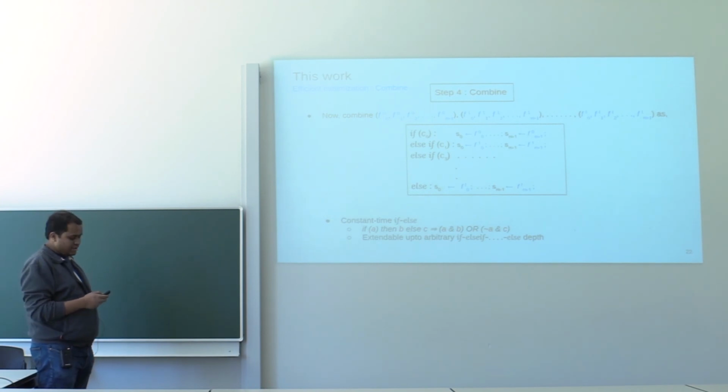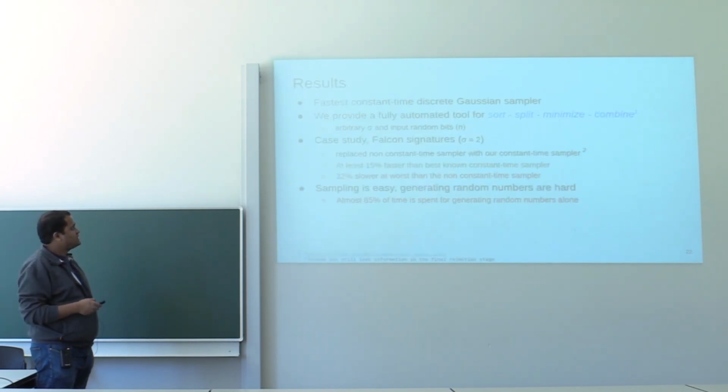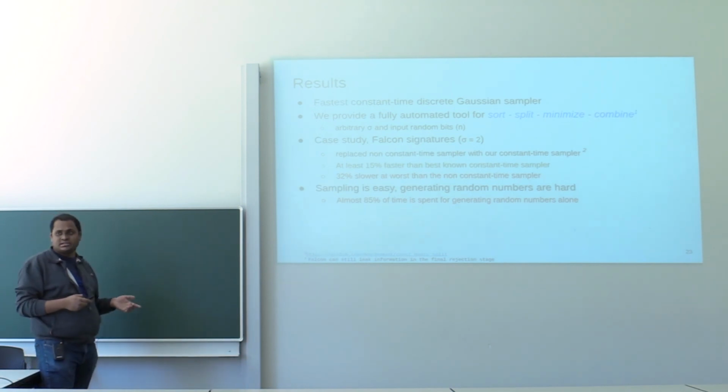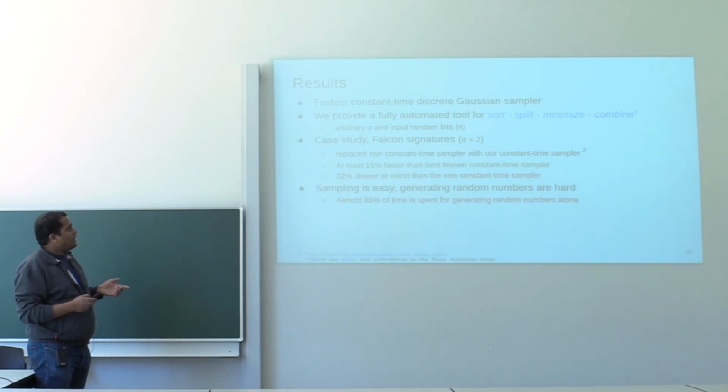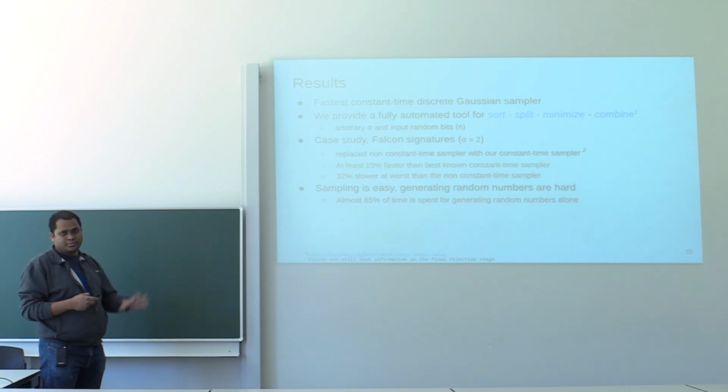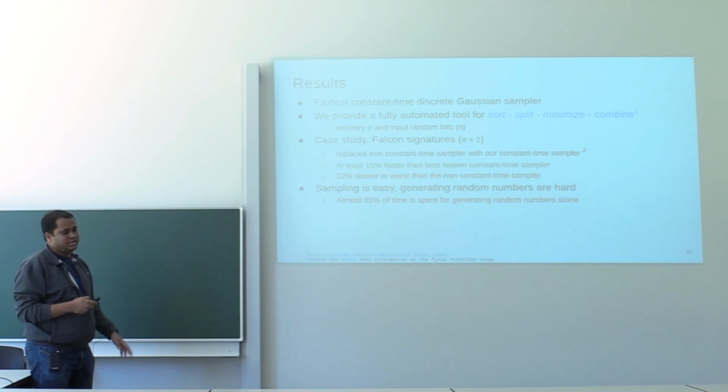Okay, so for results: right now it is the fastest known constant time discrete Gaussian sampler. Another output of this work is that we provided a tool which can automate this whole process. You can just put in your n and your standard deviation, and it will do all of these things and output a constant time discrete Gaussian sampler.